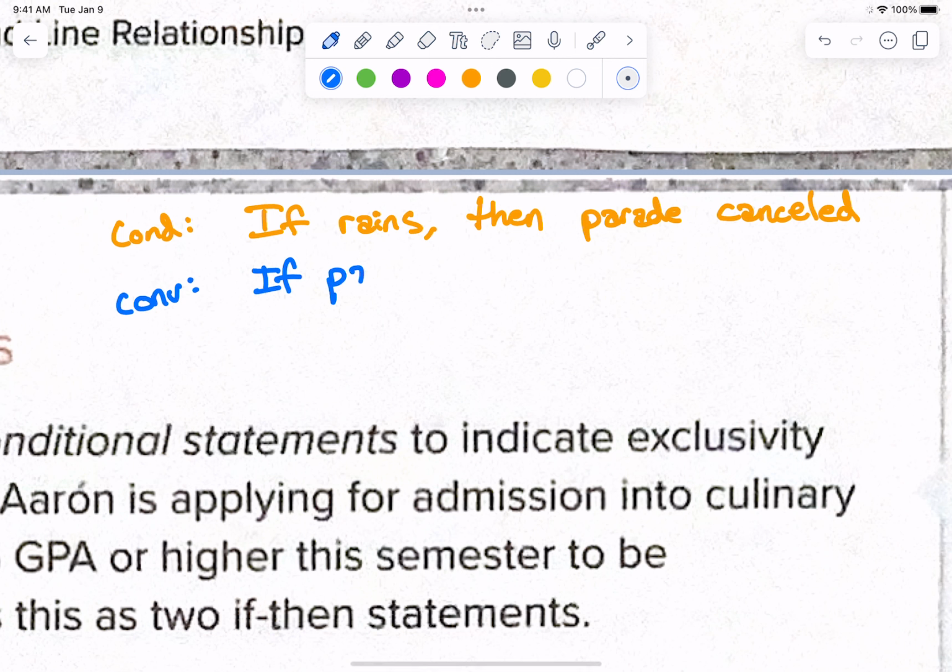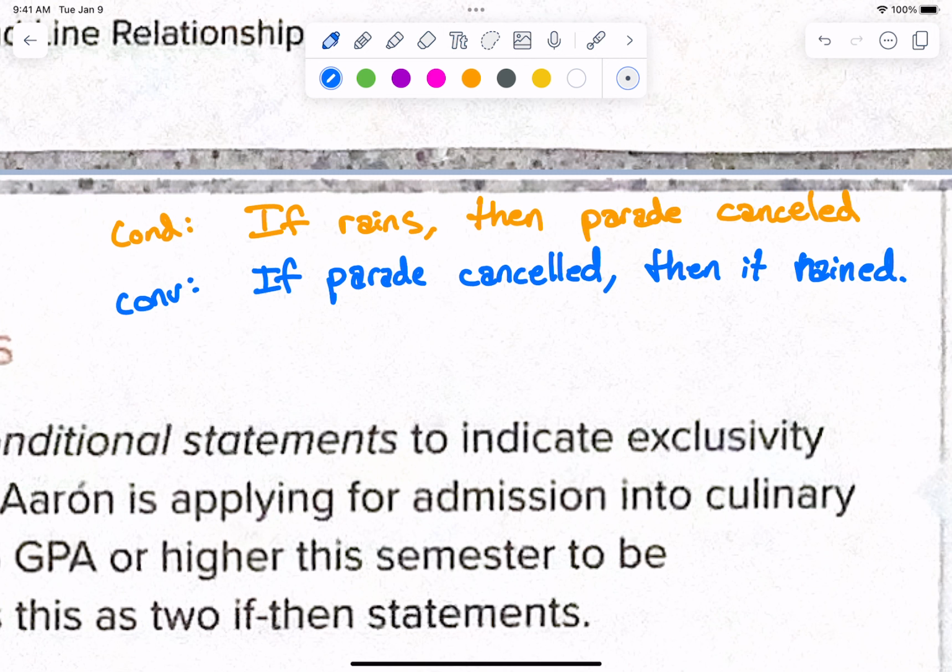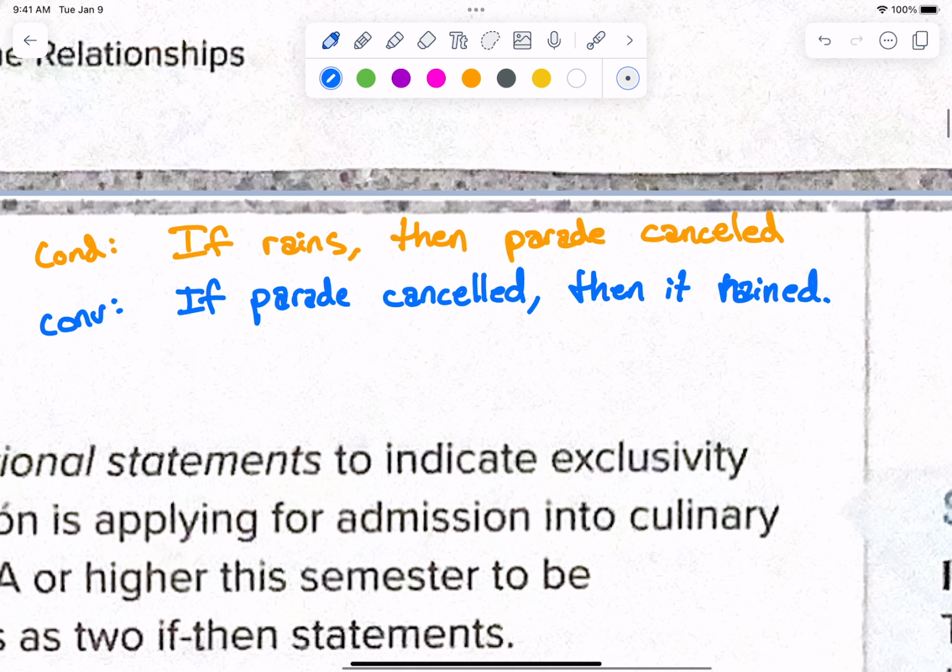If the parade is canceled, yeah, you're right. If the parade is canceled, then it has rained. Or I'm just going to say rained. Now, we have to decide whether it's true or false. So the top statement, if it rains, then the parade is canceled. They said that that was true. In the bottom, if the parade is canceled, then it has rained.